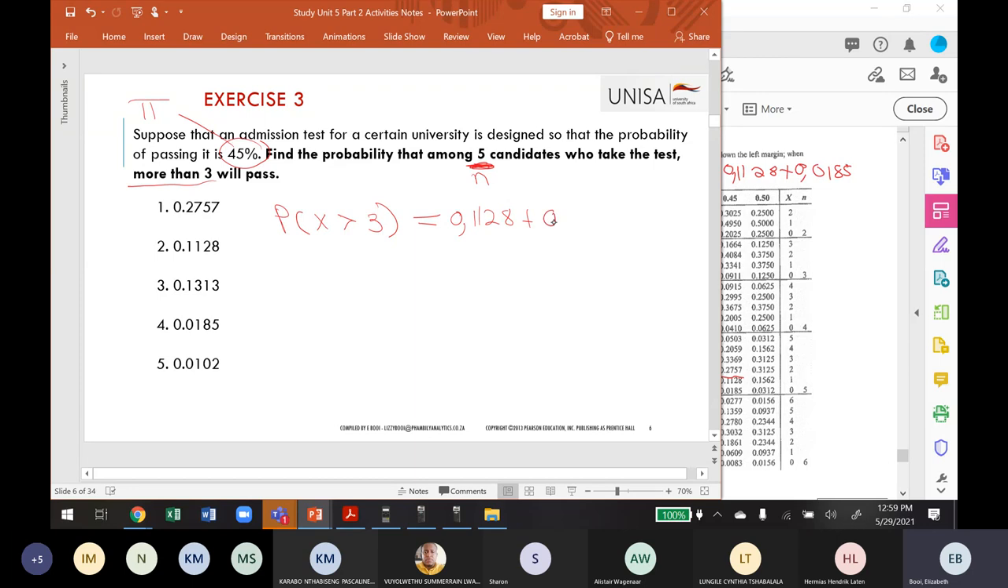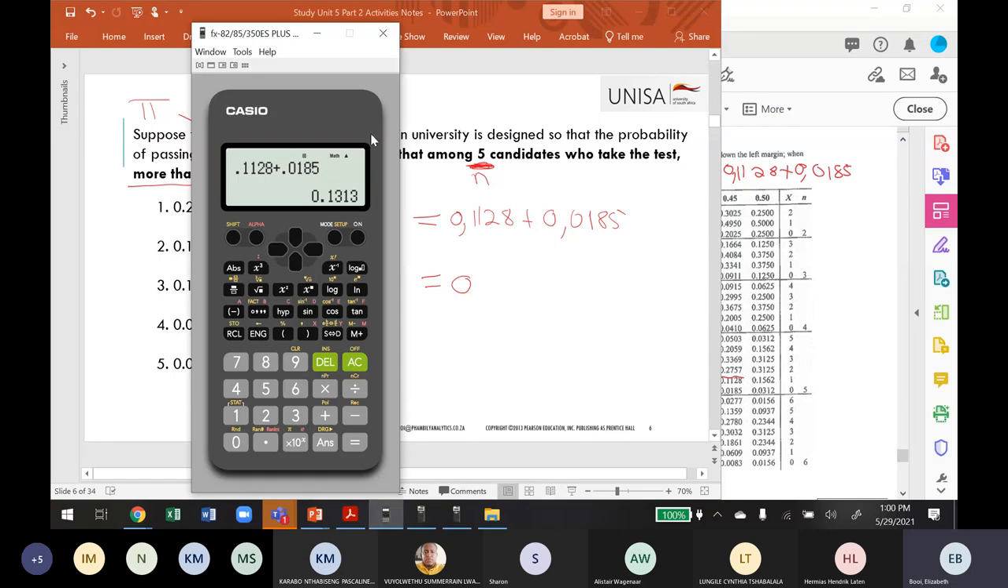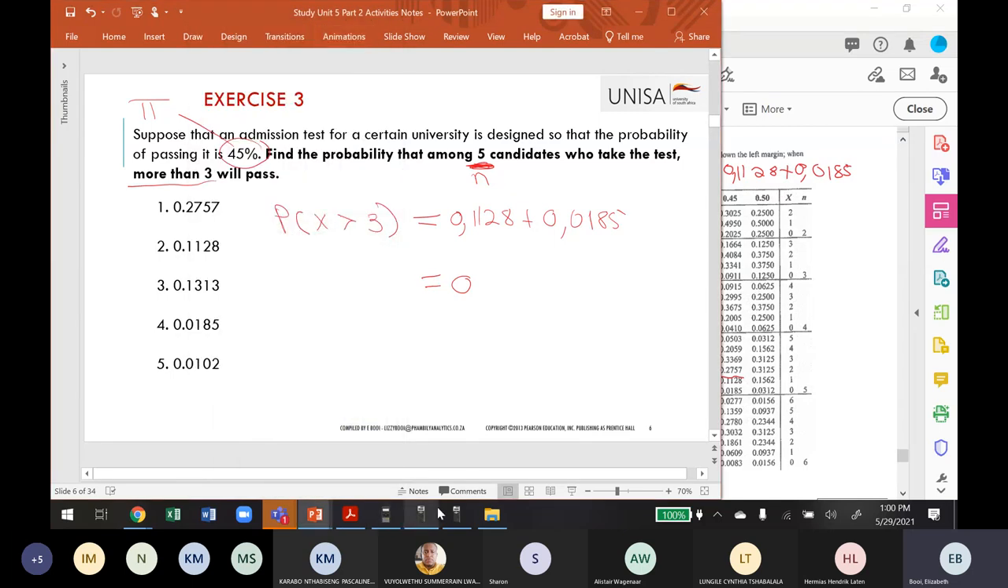Going back to our question, this is equal to 0.1128 plus 0.0185, which is equal to 0.1313, which is option number 3. Option number 3. And that's how you answer the questions.